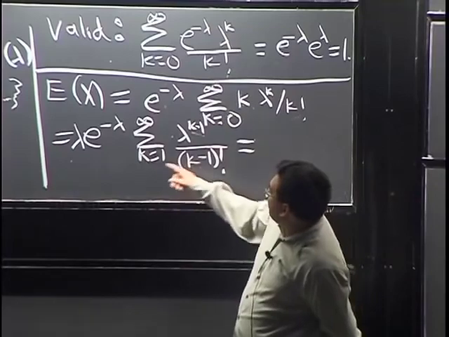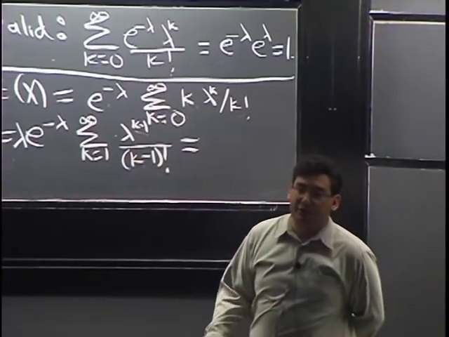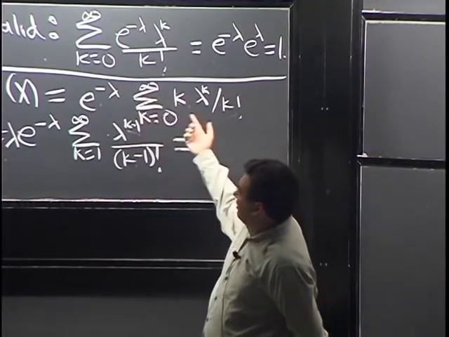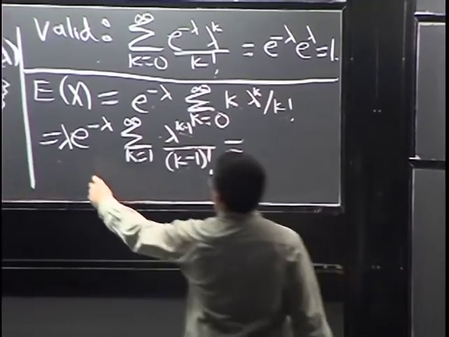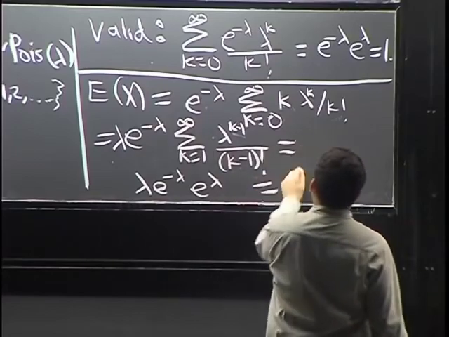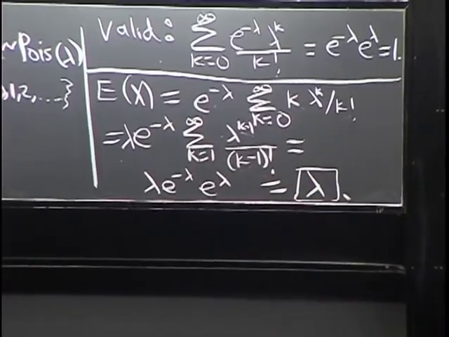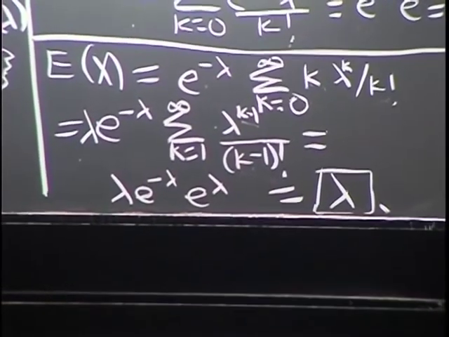Now, if we want, we can just let j equal k minus 1 at this point, or just write out the first few terms and directly see this is exactly the Taylor series for e to the lambda again. So therefore, this is just lambda e to the minus lambda e to the lambda equals lambda. So that's a very useful, easy to remember result, that a Poisson lambda has expected value lambda.